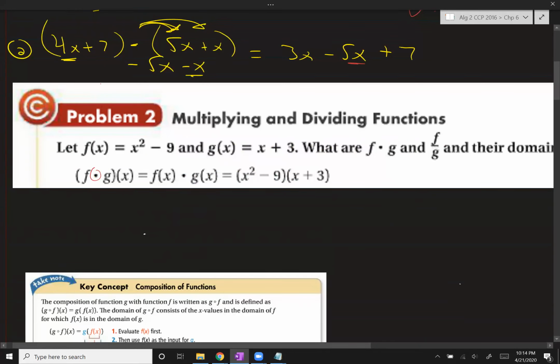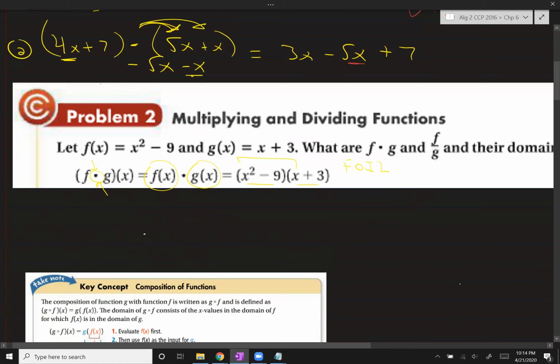So if we want to multiply, we have a couple of different ways to show that. One way is to put this little multiplication sign in there. Notice this sign right here, it's all closed in. Okay, this is the same thing as saying that you're going to take f of x and multiply it by g of x. So when you see that, hopefully this brings to mind FOIL.